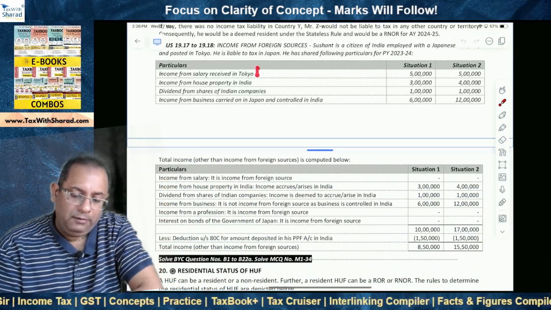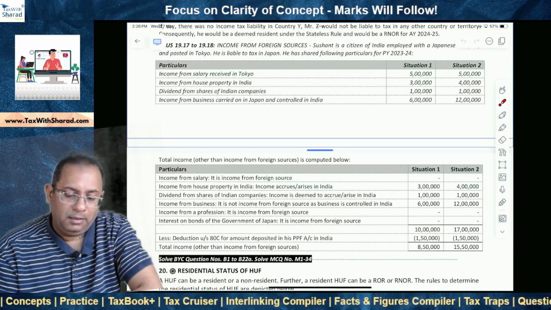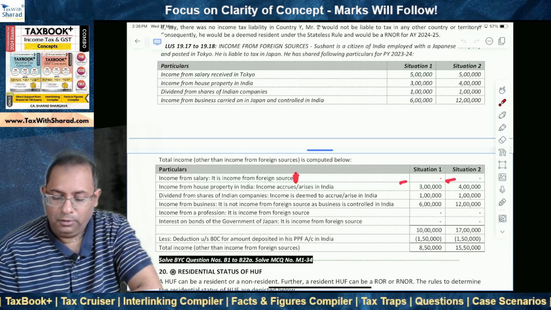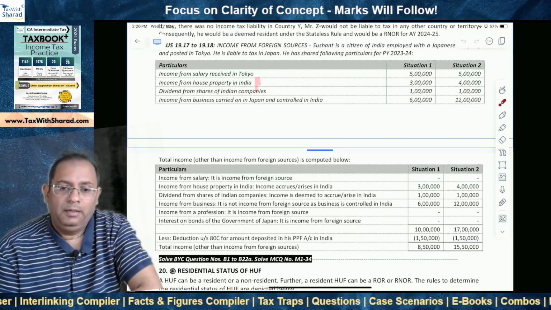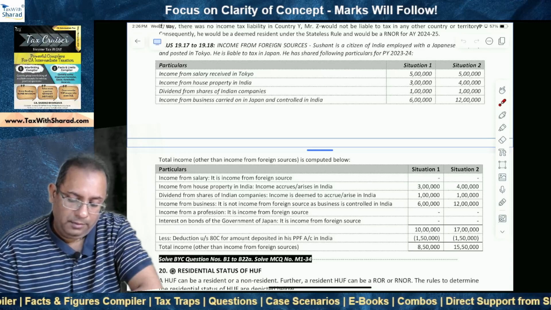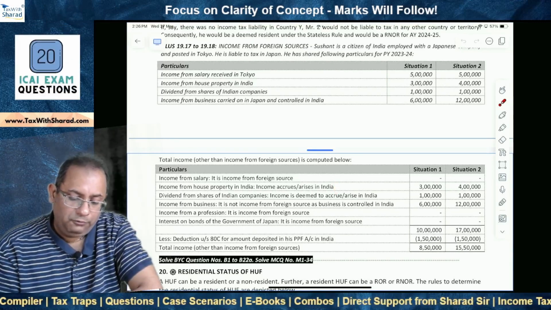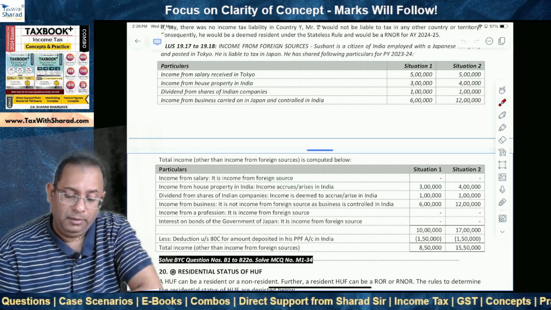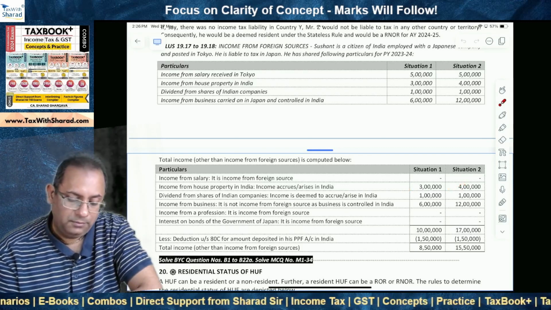So income from salary received in Tokyo. So it is accrued, it is income accruing or arising outside India. So it is income from foreign sources. So we do not include it in either of the situation. Next is income from house property in India. So house property in India, so income is accruing or arising in India. Okay. So this will form part of total income other than income from foreign sources. In other words, total income from Indian sources. So 3 lakh is the amount. So we include 3 lakh in both the situations.